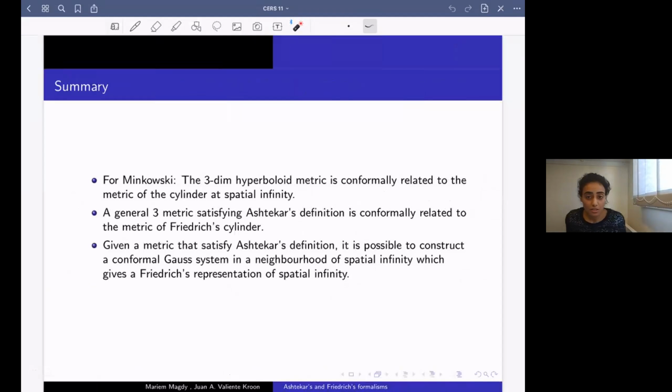To summarize, first, what we looked at is Minkowski spacetime, and we found an explicit conformal relation between the hyperboloid at spatial infinity and the cylinder at spatial infinity. Then also for a general spacetime metric, we showed that the three-dimensional metric satisfying Ashtekar's definition is conformal to the metric of the Friedrich cylinder. Then, given a metric that satisfies Ashtekar's definition, we construct a conformal Gaussian system near spatial infinity, which gives rise to a Friedrich representation of spatial infinity in a neighborhood of the asymptote H.